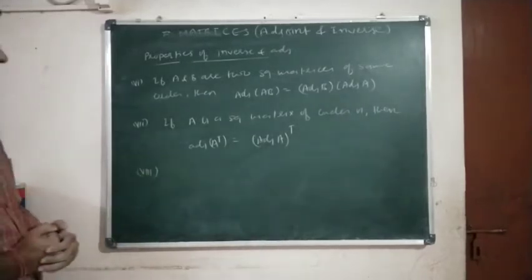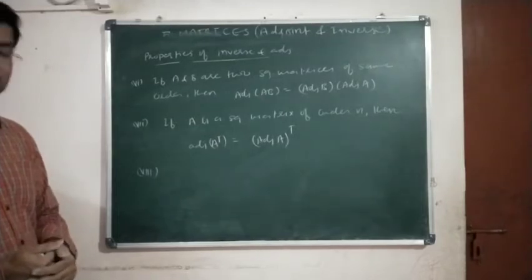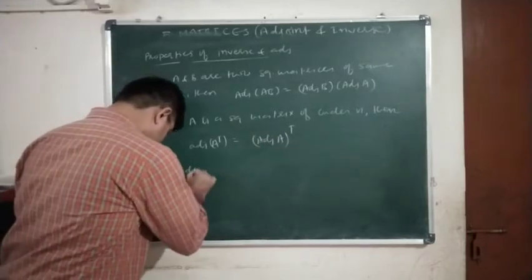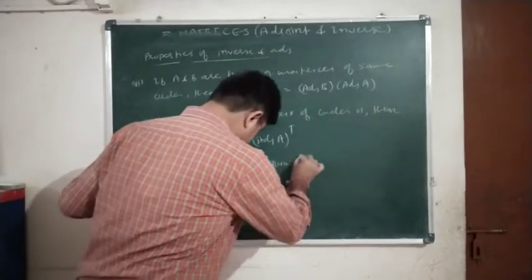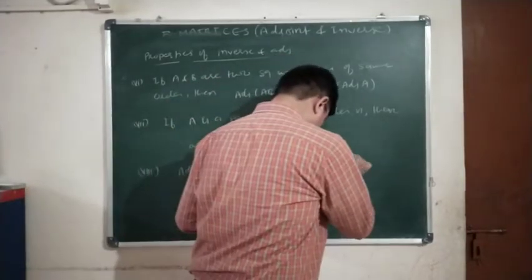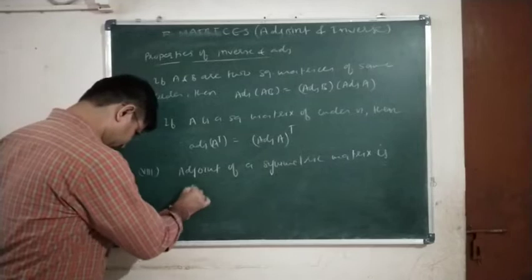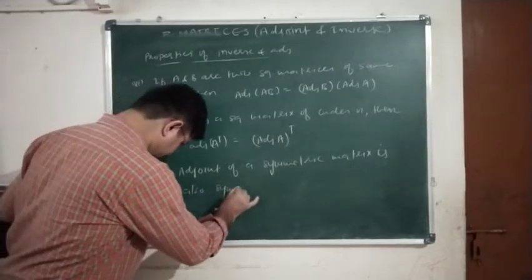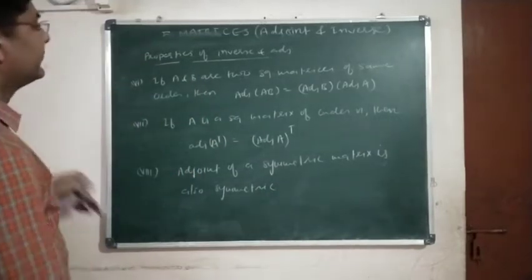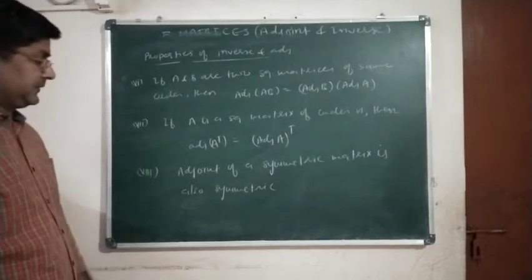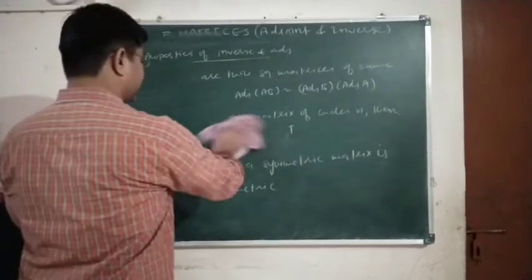Now let us check property number 8. Adjoint of a symmetric matrix is also symmetric. Clear? So far 8 properties we have seen. Now let us check property number 9.